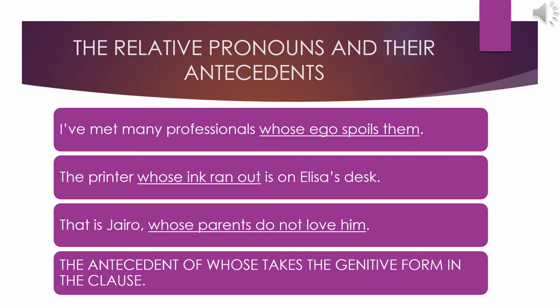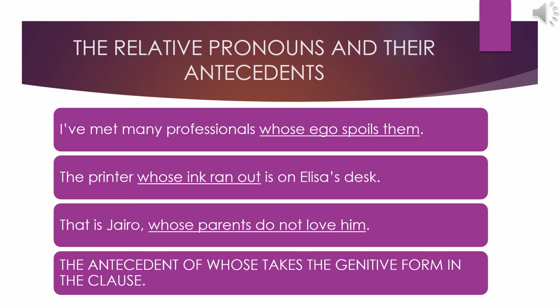Let's see now some examples using the relative pronoun whose. I've met many professionals whose ego spoils them. Now, remember that whose can be used for people, right? But it can also be used for things, for concepts, for animals. We know the antecedent for whose is professionals.